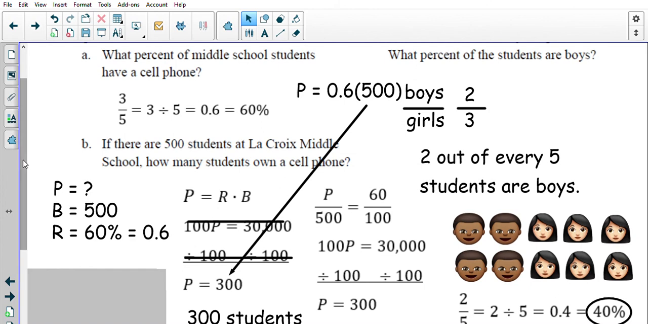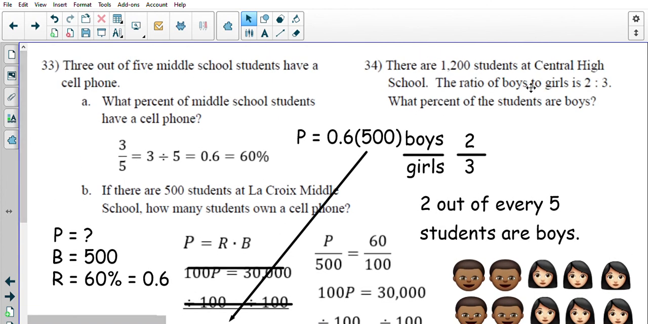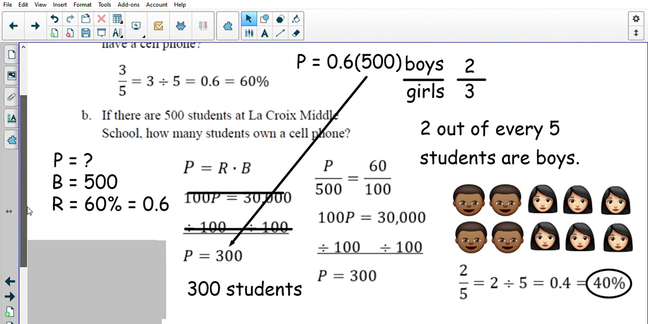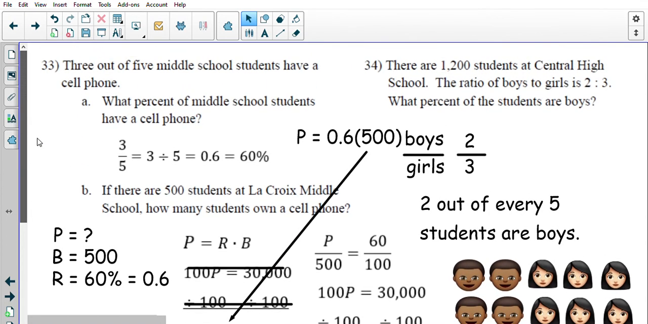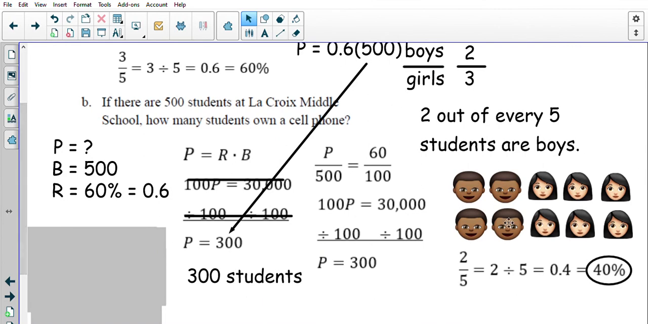So again, it's kind of a tricky question, but if we say the ratio of boys to girls is 2 to 3, for every 2 boys, there's 3 girls. That means 4 out of every 10 will be boys. That's 40%. You don't actually need the 1200 here because, again, we're given enough information to figure out our solution. Now, if it said how many are boys, then we'd have to actually figure out what 40% of 1200 is. But it's not asking us to do that in this question. I think a picture does kind of help us with this.